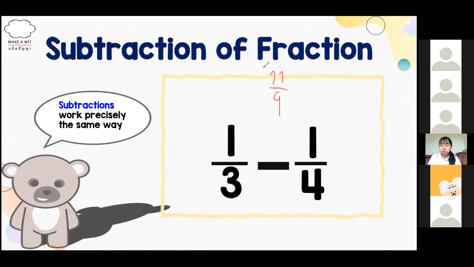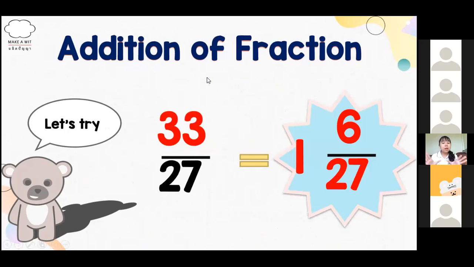33/27, it can be divided by 3, so it becomes 11/9. You can make it into the simplest number, or you can keep this number as well. There is not a correct way. It can be any other ways, all right?